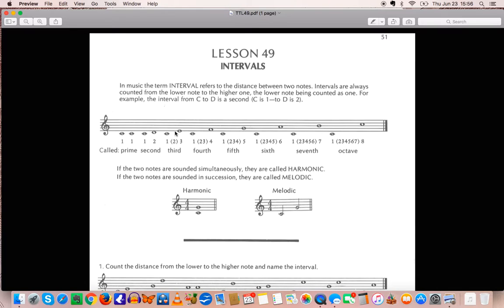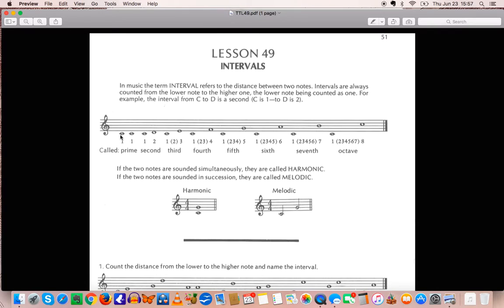So you always count an interval starting with the lower note to the higher note, the lower note being counted as one. For example, the interval from C to D is a second, also known as a major second because it occurs naturally in the major scale.